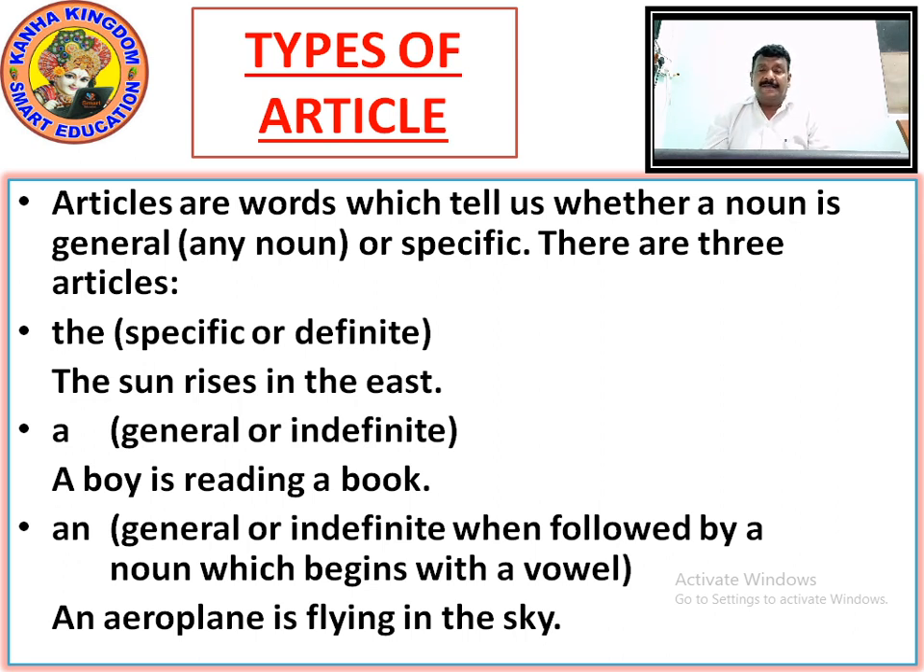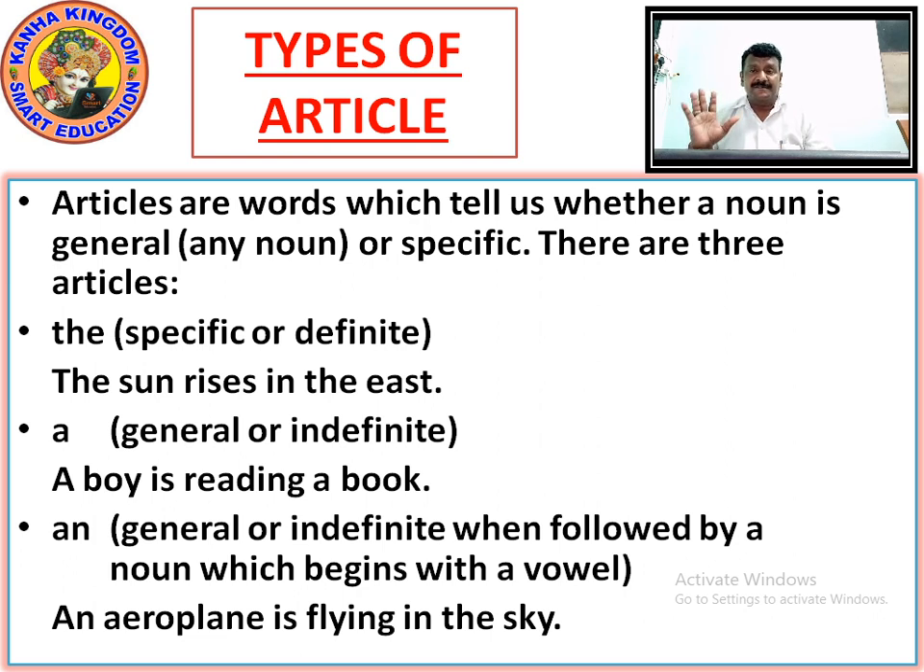Right? Now, we have seen the types of articles. They are A and AN. There are two articles, definite and indefinite. Definite is THE, used for specific nouns. Indefinite articles A and AN are used for non-specific nouns, right? When we talk about a book, a dog, a monkey, an elephant, this is indefinite, right?